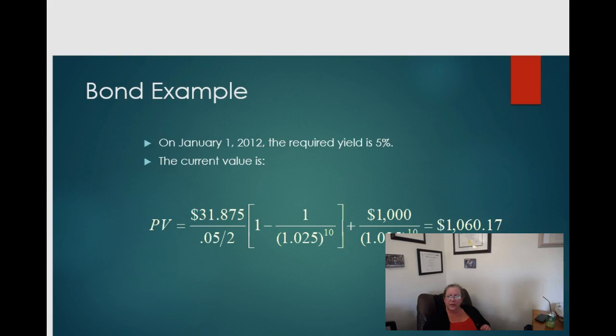So let's look at the math on this. We are wanting to get the present value, the value of this bond. On January 1st, 2012, the required yield is 5%. What this means is that the market rate is 5%. Now remember that the coupon rate is 6 3/8%. So the coupon rate is higher than the market rate, and this is important to understand.